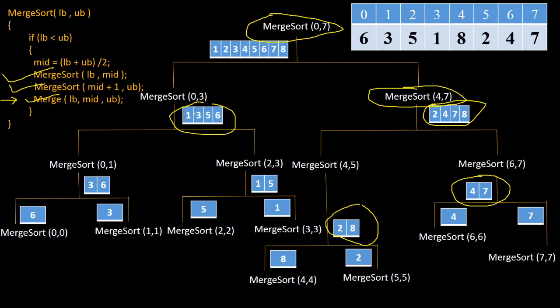Now we are going to see in detail the working of merging. In the merge function, what arguments have we given? We have given the arguments LB, mid and UB. For better understanding, I have taken the condition of the last merging. In the last merging, we merged 1 3 5 6 and 2 4 7 8. So let us see how these two arrays are merged into a single array.